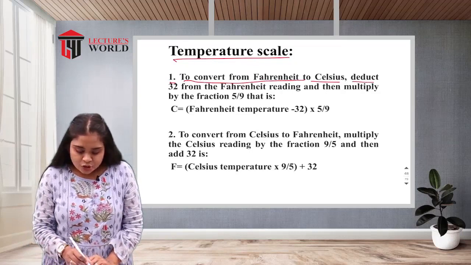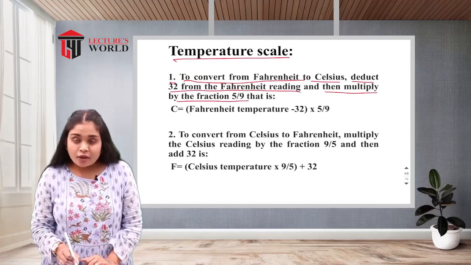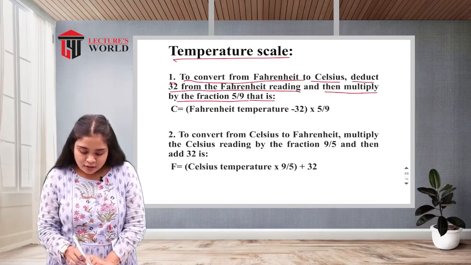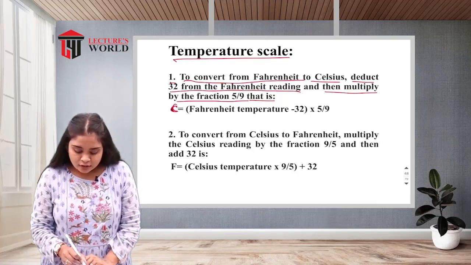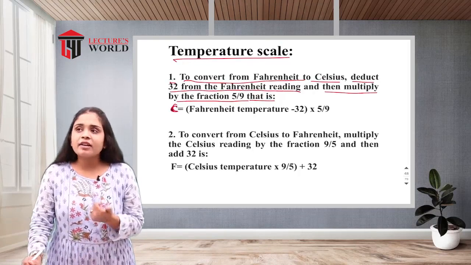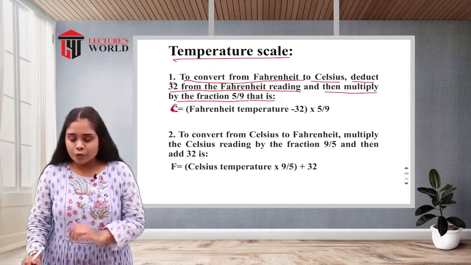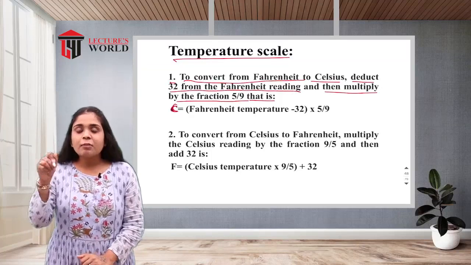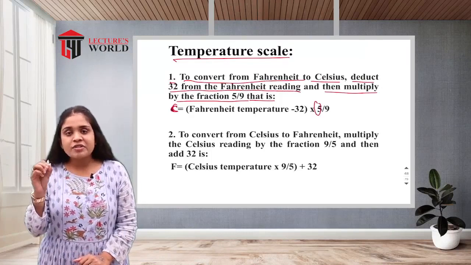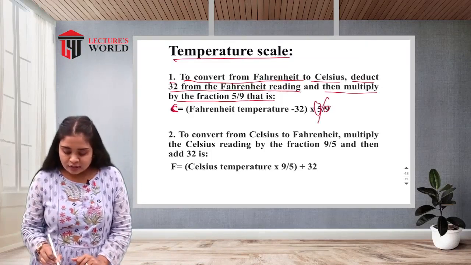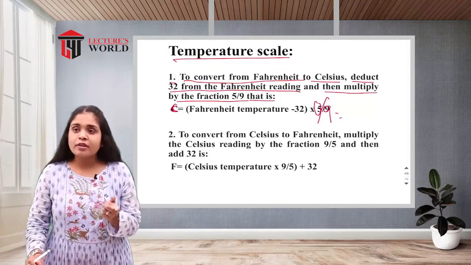Deduct 32 from the Fahrenheit reading and then multiply by the fraction 5 upon 9, since we want to know it in Celsius. So C is equal to, in brackets, Fahrenheit temperature minus 32, multiplied by 5 over 9. For example, if we take 98 Fahrenheit, 98 minus 32, then whatever the reading is, multiply by 5, and then whatever the result is, divide it by 9. So you will have the reading in Celsius.